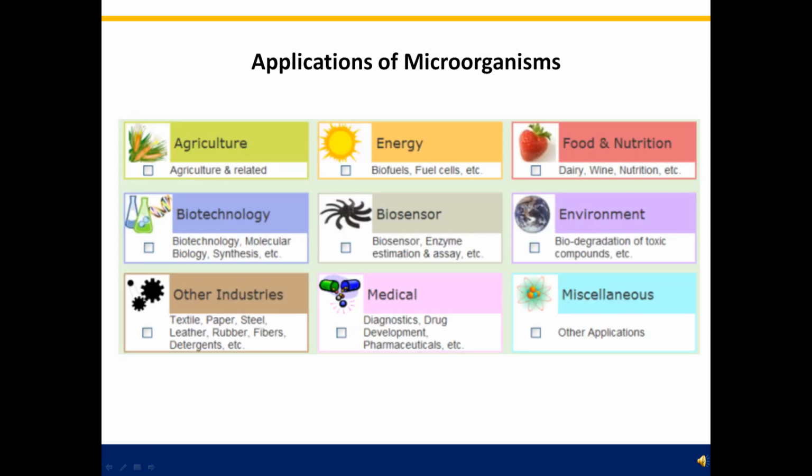So next, coming to the applications of microorganisms. As we know that these microorganisms are seen everywhere, so definitely they have potential applications in every sector, like agriculture, in which it helps us to make drought resistant plants, pesticide resistant plants, so many, and energy making, biofuels and fuel cells, etc. And coming to food and nutrition applications, they have a vast range of applications like in dairy products, wines, nutrition making and probiotics, and coming to biotechnology applications.